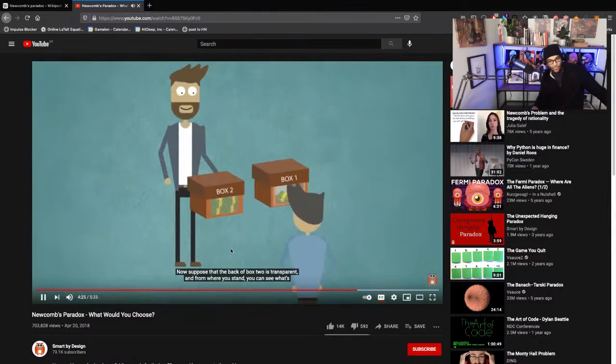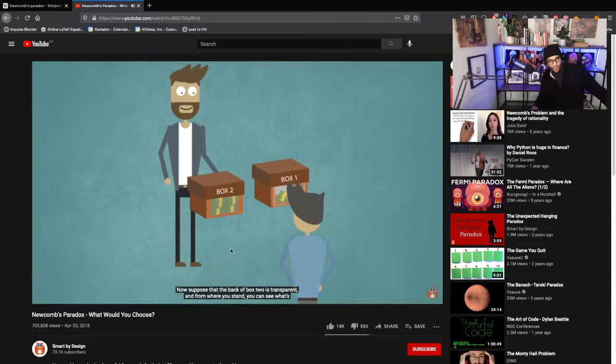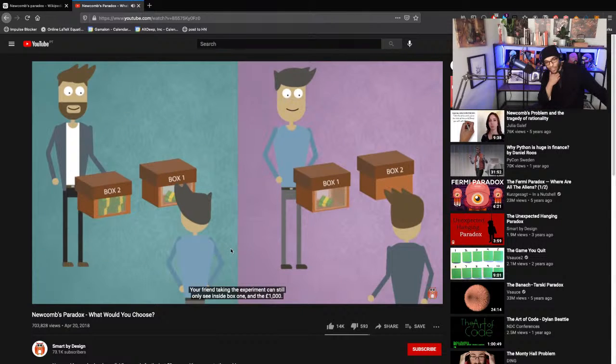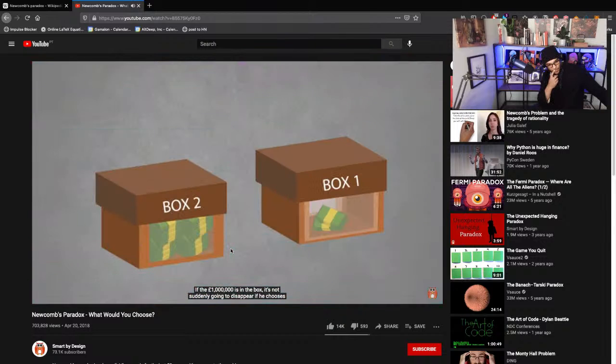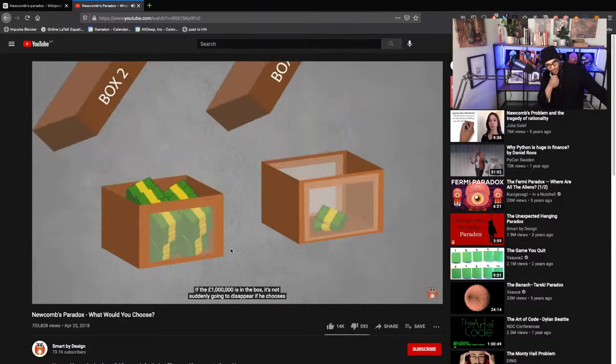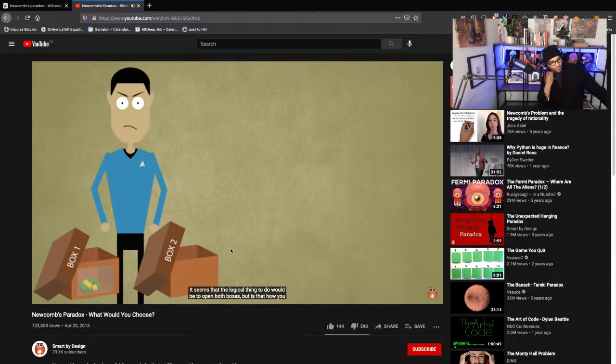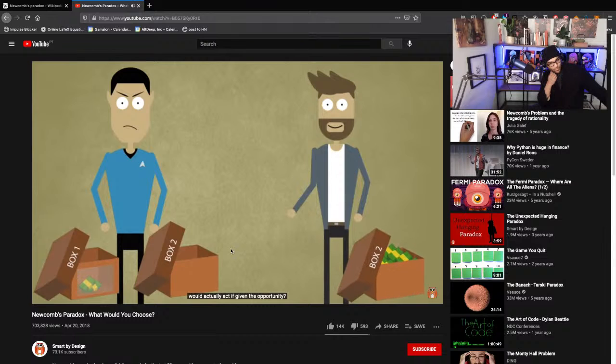Now suppose that the back of box 2 is transparent, and from where you stand you can see what's inside both boxes. Your friend taking the experiment can still only see inside box 1 and the £1,000. Assuming you want the best for your friend, you would want him to open both boxes, regardless of what's in box 2. If the £1 million is in the box, it's not suddenly going to disappear if he chooses to open both. It seems that the logical thing to do would be to open both boxes, but is that how you would actually act if given the opportunity?